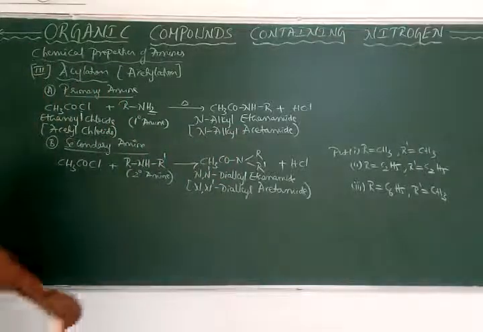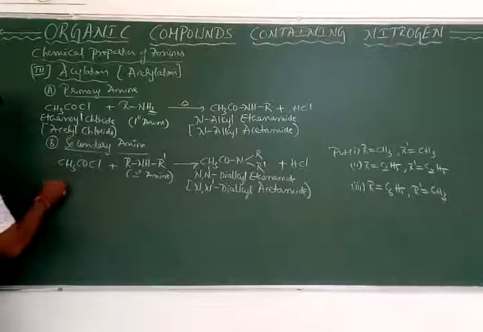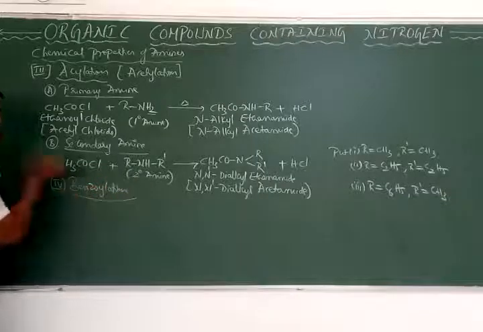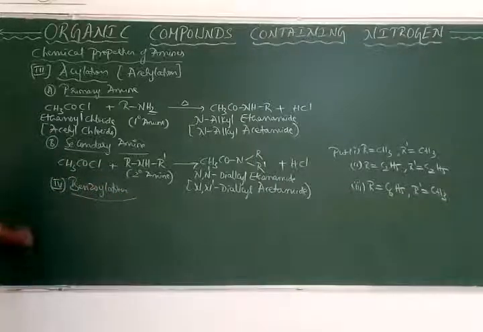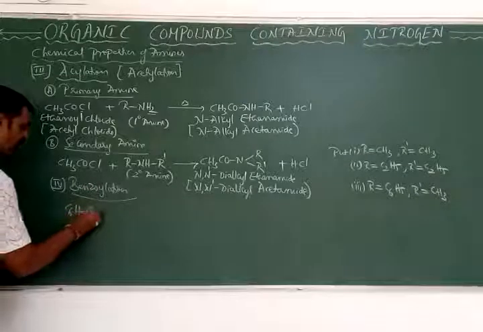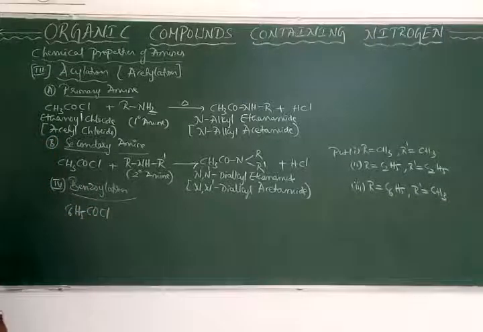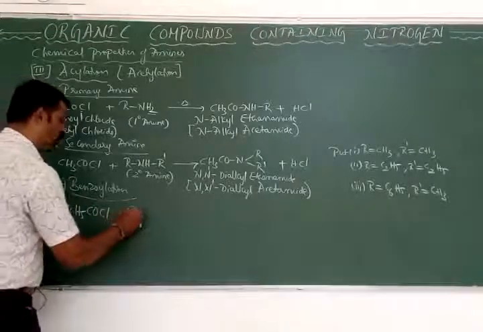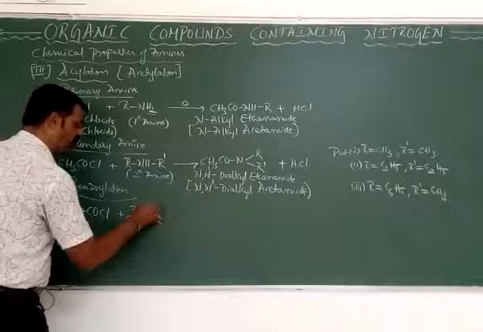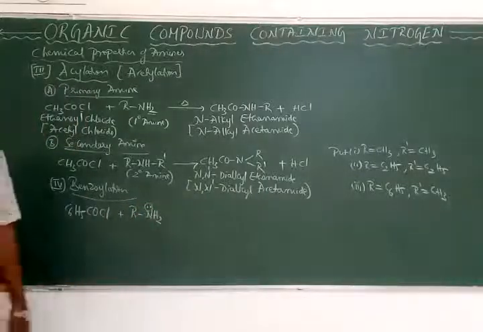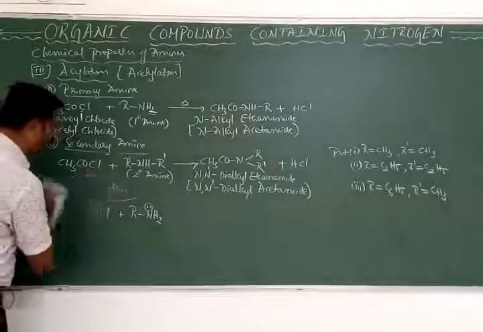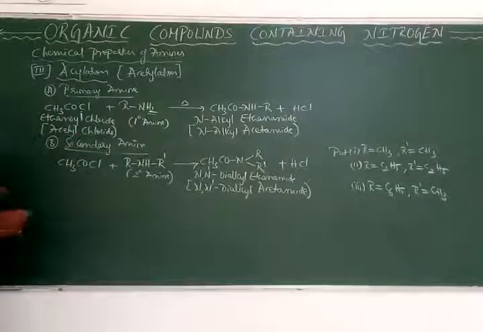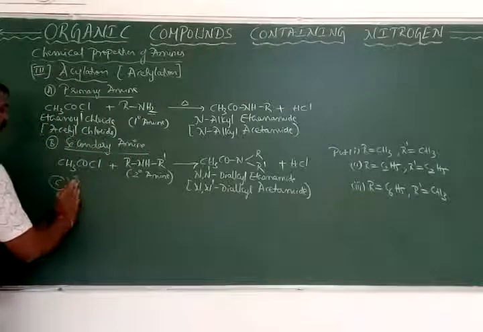The fourth property is benzoylation: C6H5COCl made to react with RNH2. Sorry, before benzoylation, let's first have clarity with the tertiary amines. Clear that, and we'll move on to the next. Let us take tertiary amines.